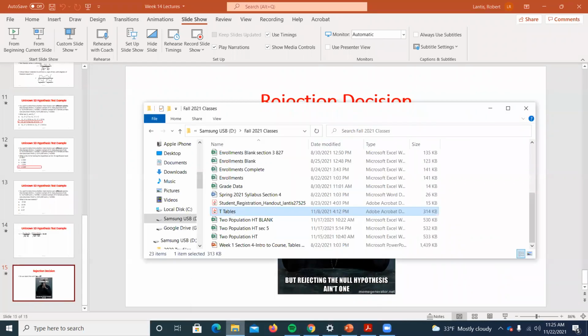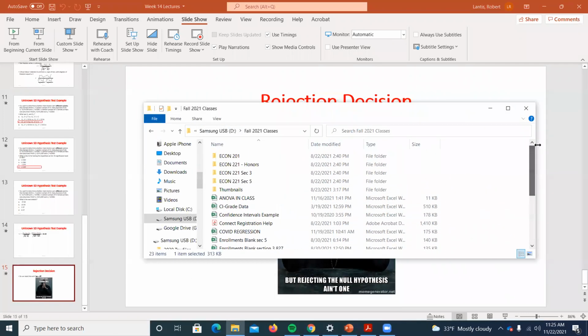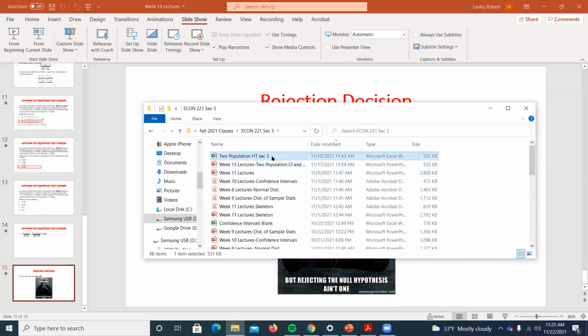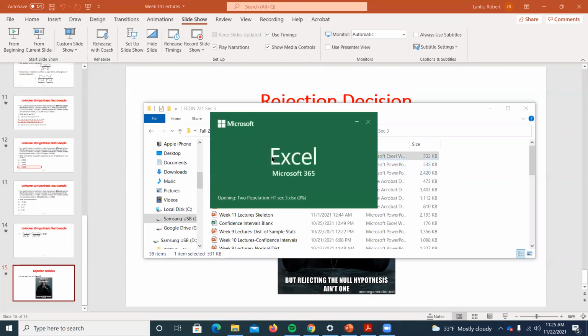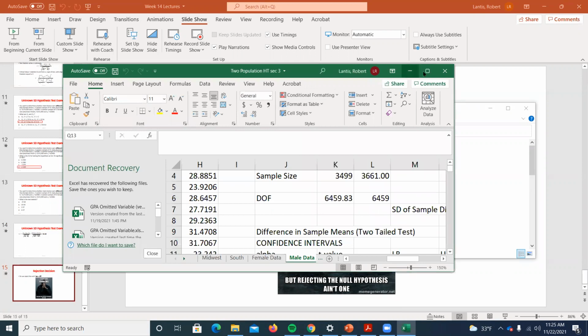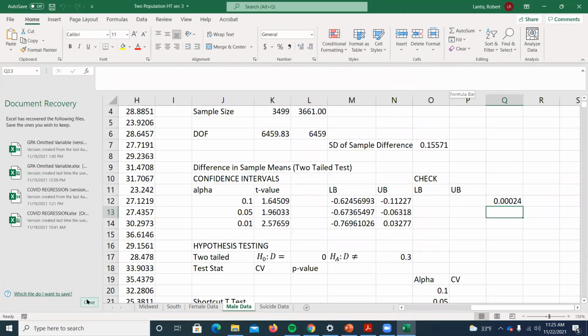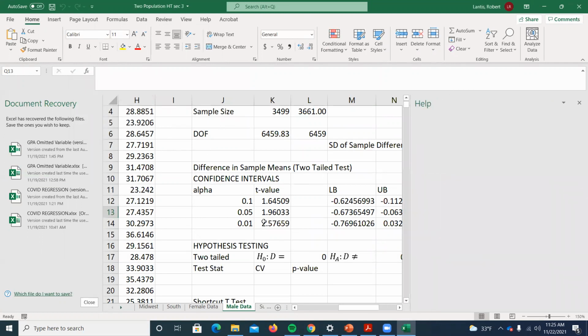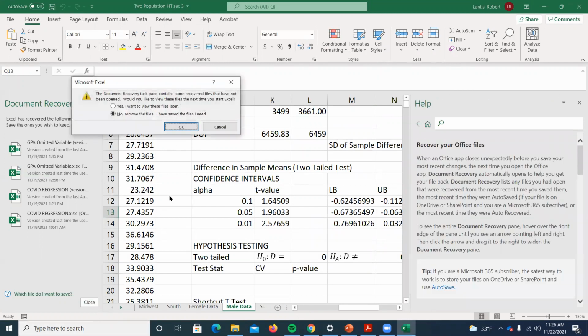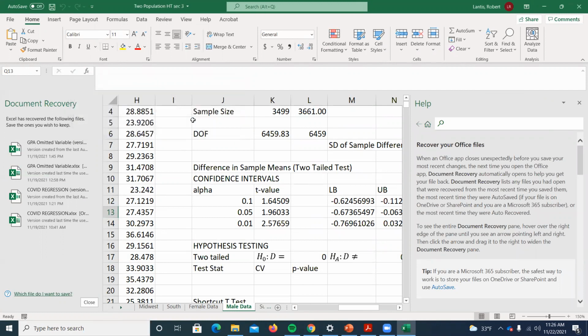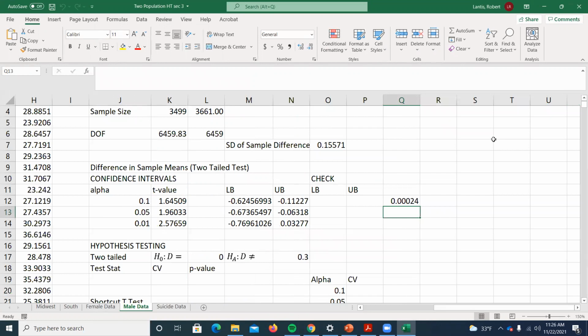Right? Now we had been working on a file. I've been saving it as we go along here. Now this should be pretty easy because I think we did the confidence intervals. Close this. I want to close. Okay. So we had our confidence intervals.